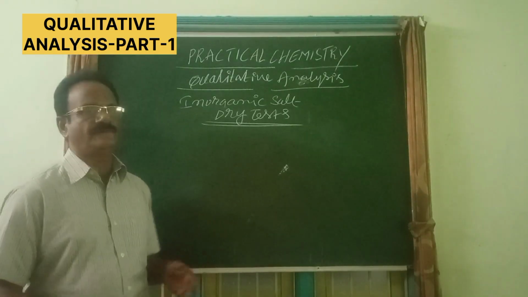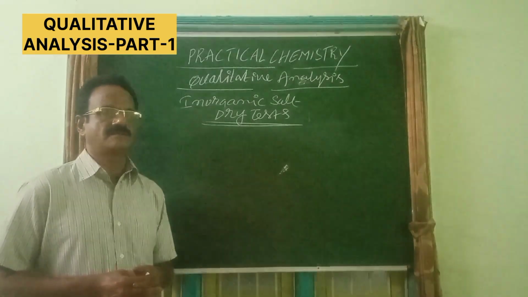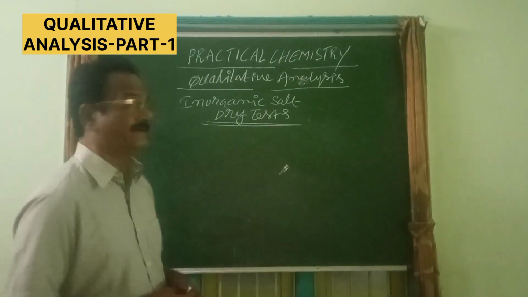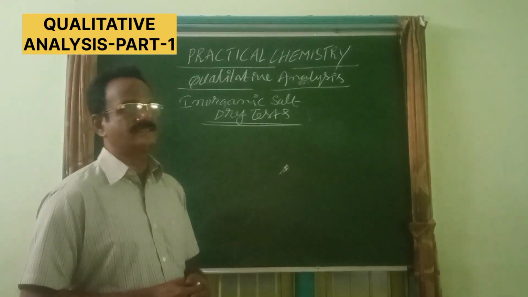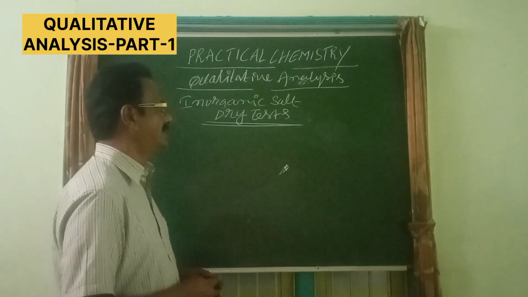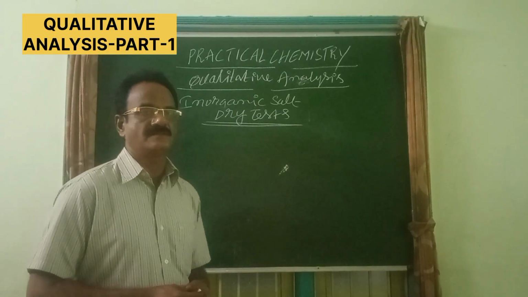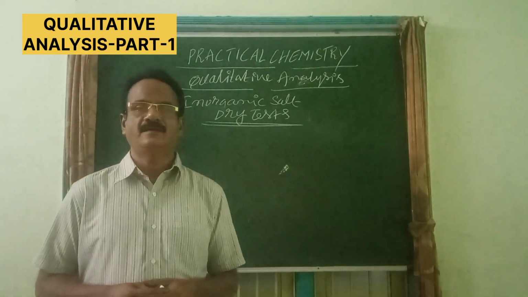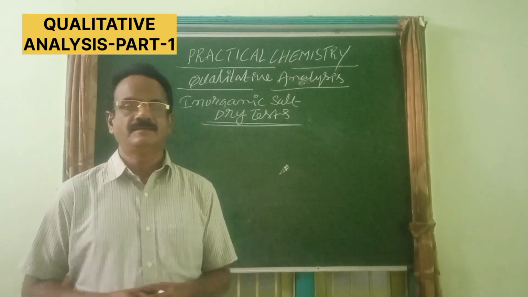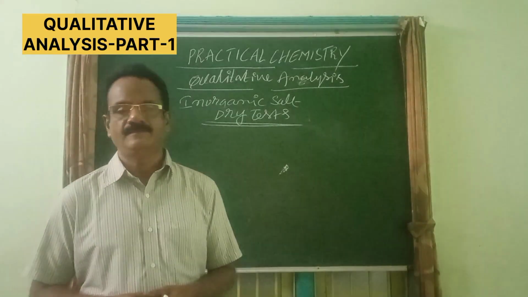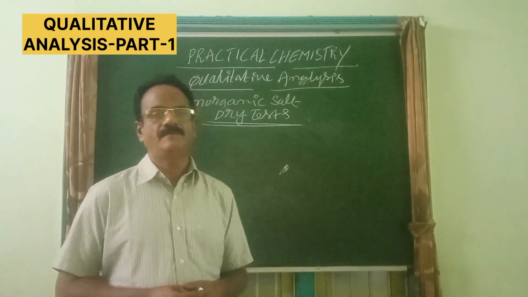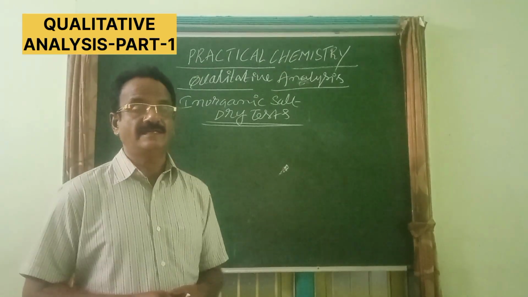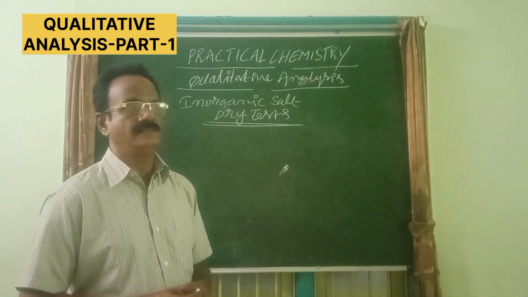The second part of the systematic procedure of qualitative analysis of inorganic salt is dry tests. These tests are also called identification tests. Here one can identify the presence of an anion in the given salt. There are around 7 dry tests. I will explain in an easy manner.